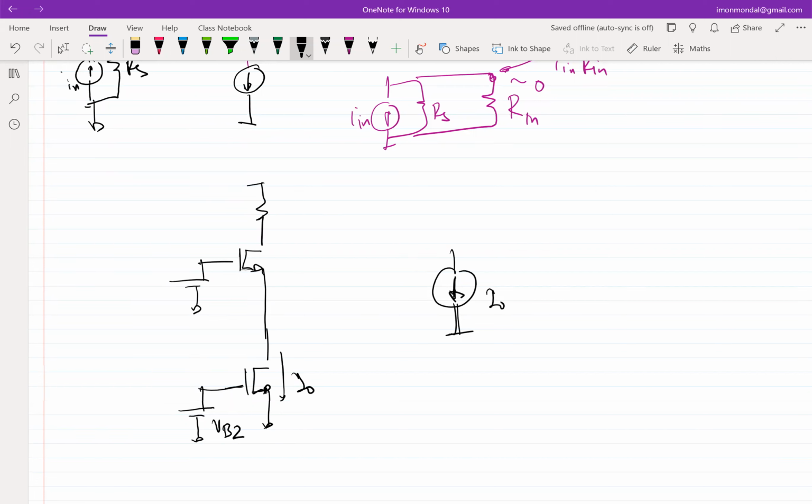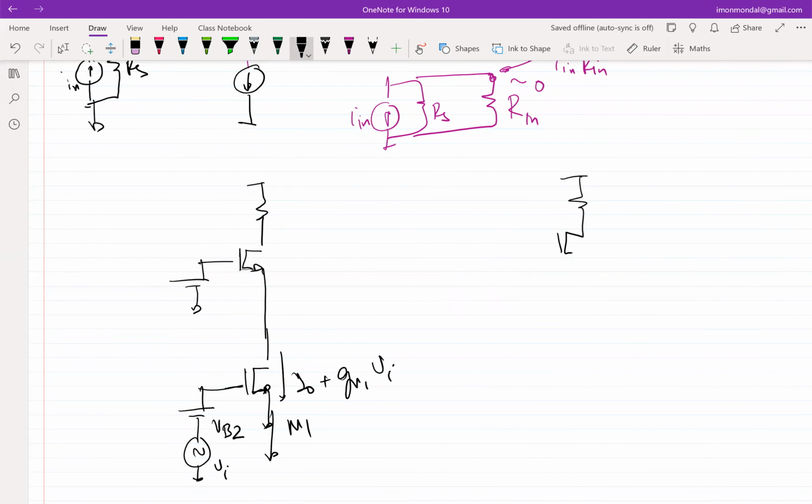Correct? And coming back to his question, if I apply an incremental voltage here, what will this current be? It will be I naught plus, if this is M1, GM1 times VI, right? So this is equivalent to saying that I have I naught and I have GM times VI, which is I in. Right? So I think you have already done this in one of the assignments, right?